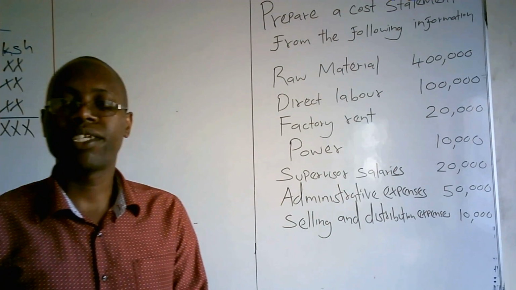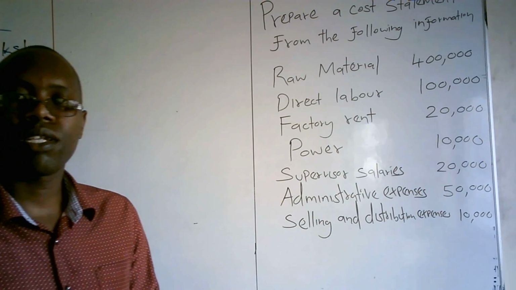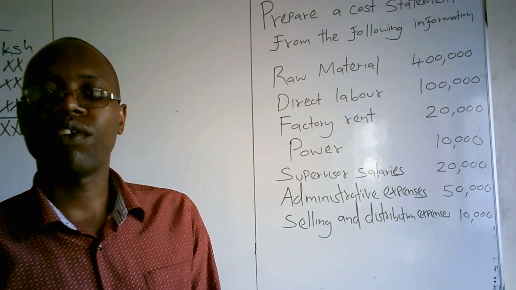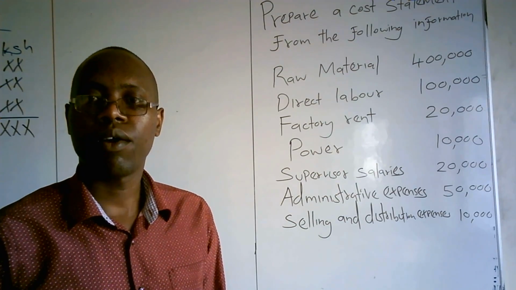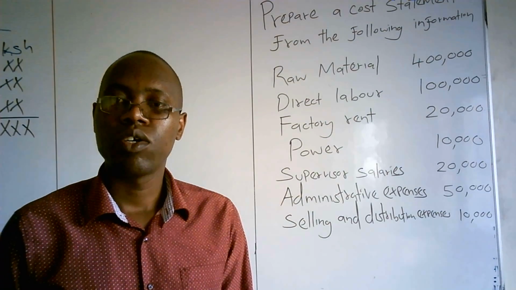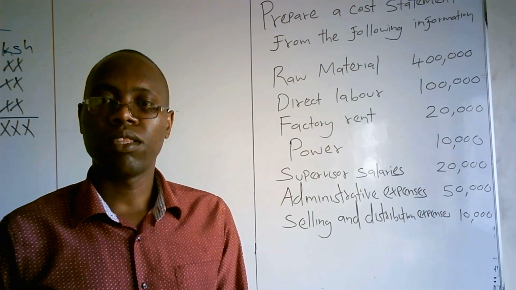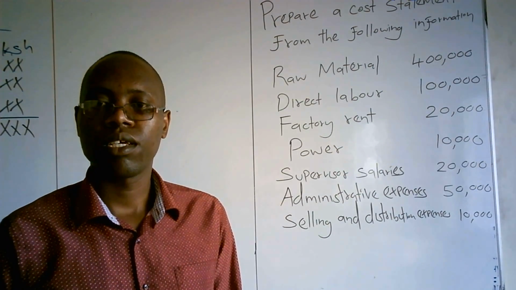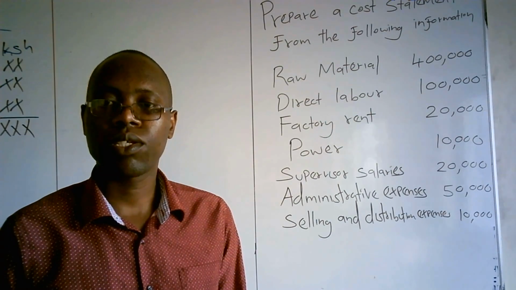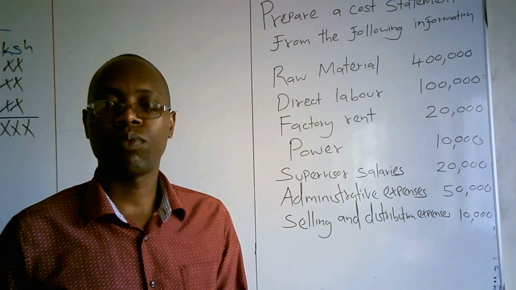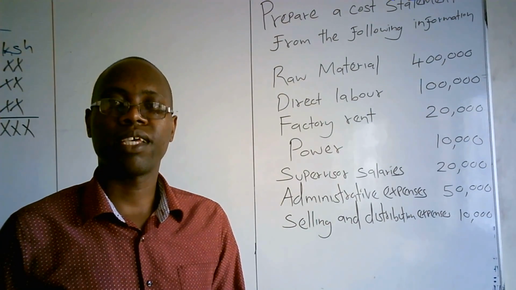You have the raw material, which is 400,000. You have direct labor, which is 100,000. You have the factory rent, which is 20,000. You have power, which is 10,000. And then you have the supervisor salaries, which is also 20,000. You have administrative expenses, which is 50,000. And then you have been given selling and distribution expenses, which is 10,000.